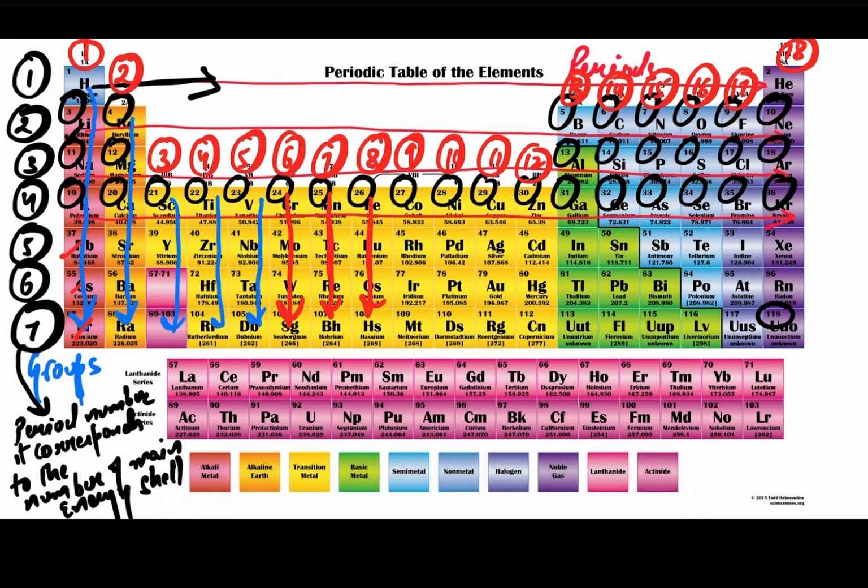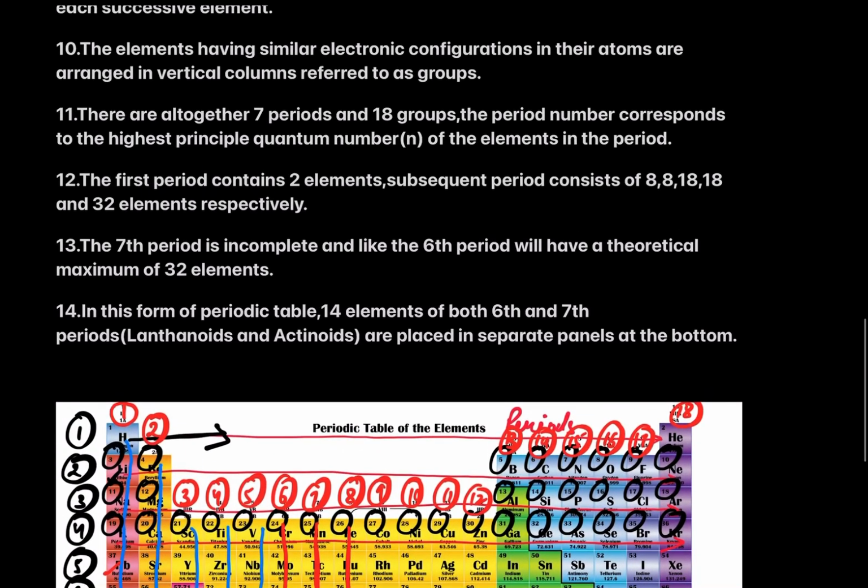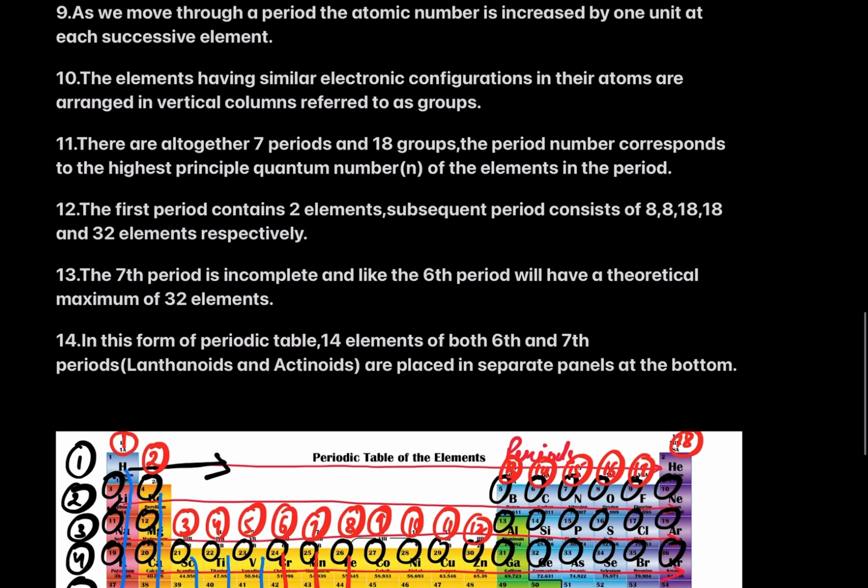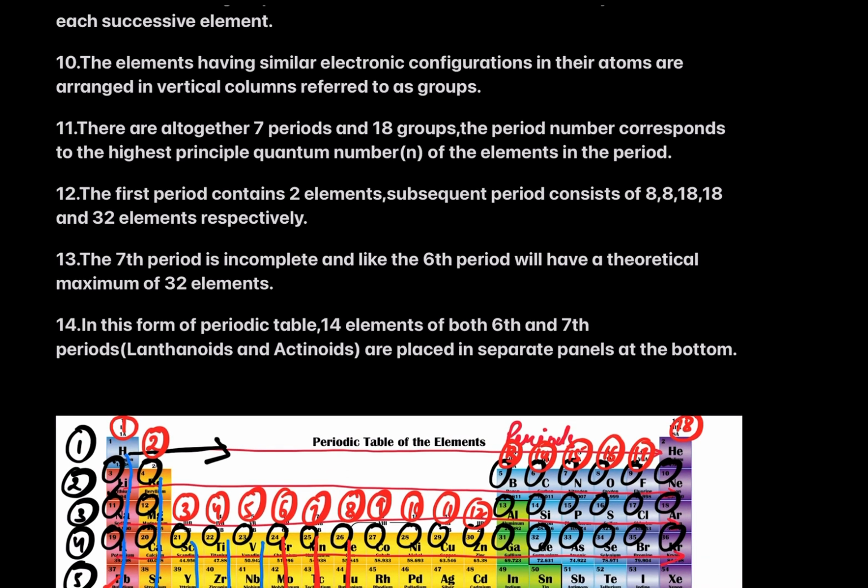Now let's come to the next point. Now, the point number 12th. The first period contains 2 elements, subsequent periods contain 8, 8, 18, 18 and 32 elements respectively. Now let's come to the 13th point. The 7th period is incomplete as some of the members are still undiscovered, and like that of 6th period will have a theoretical maximum of 32 elements.